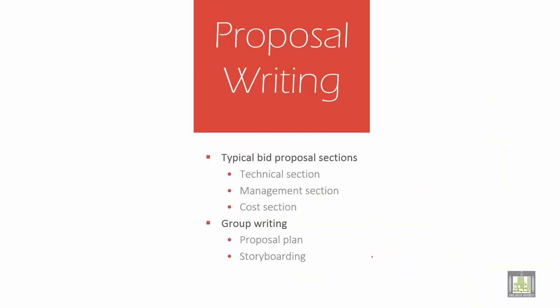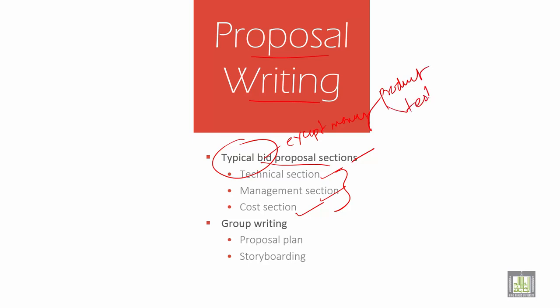Then, how to write a proposal? Proposal writing. It talks about typical bid proposal sections. So we have three sections: technical section, management section, cost section. Okay, what is this technical bid actually? Technical bid speaks about everything except money. So it covers detailed specifications about the product, then testing, then guarantee, then warranty, then penalty, what the penalty terms are. So all these details are there.